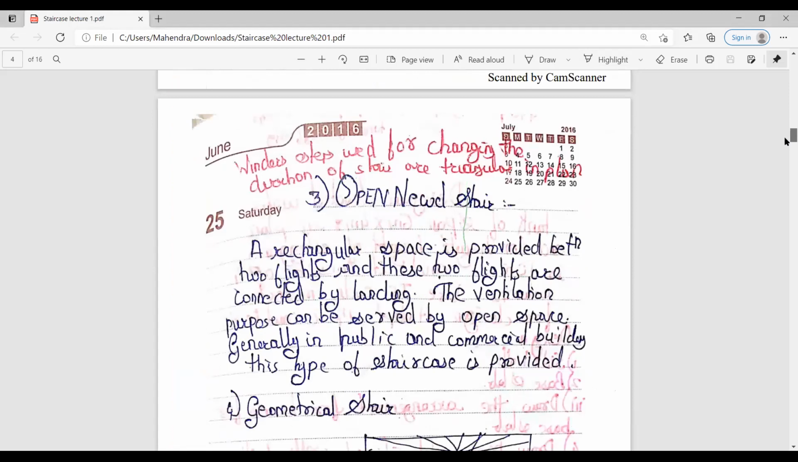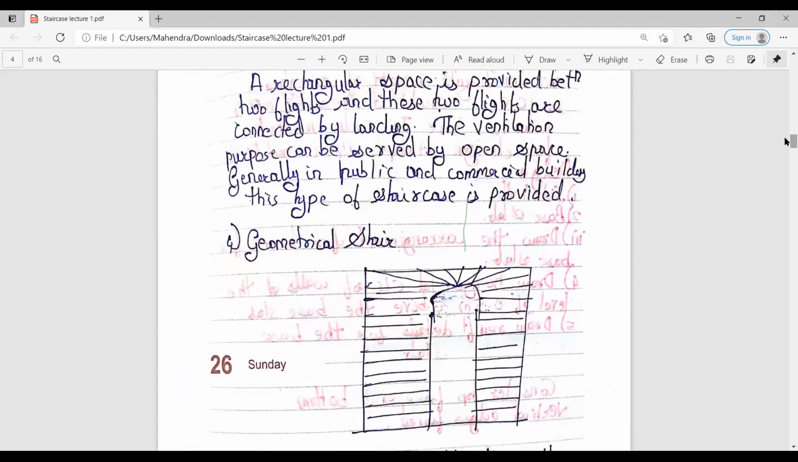If you want to note down the description for this open well staircase, you can note it down.